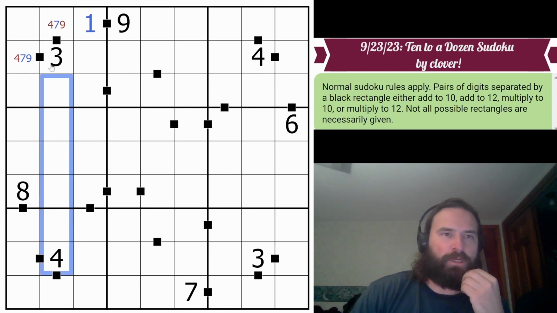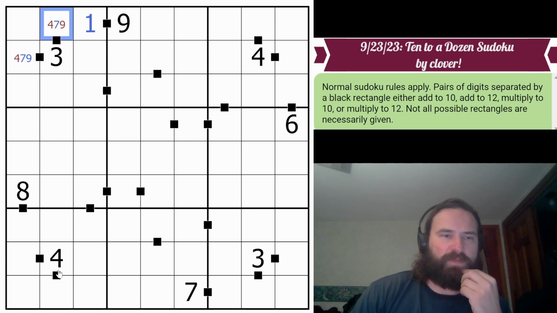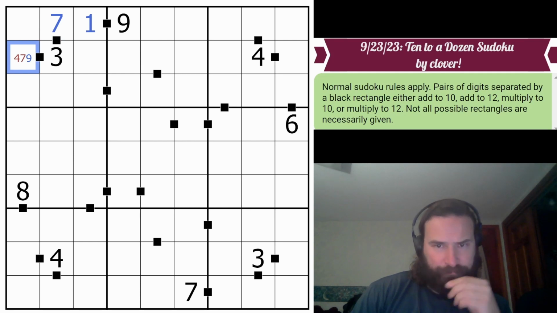That's cool. So 4 saw both of these. This one specifically couldn't be a 4, couldn't be a 9, so it's going to have to be a 7. It's going to have to add to 10. And then this one's going to be a 9. So already well on our way.